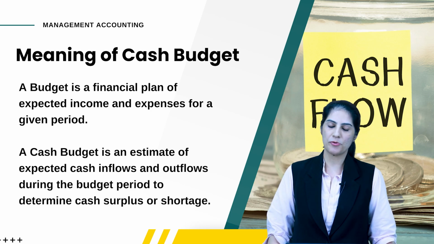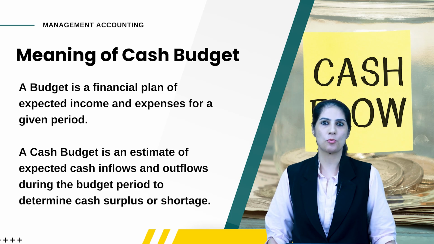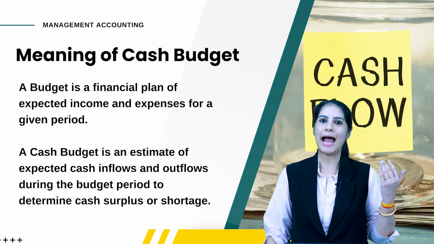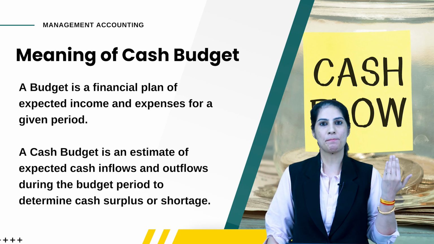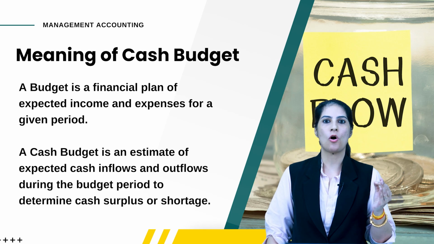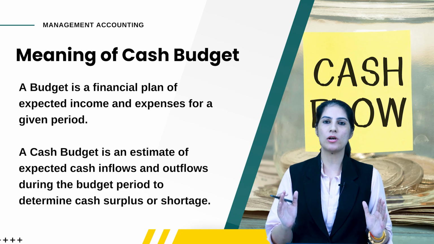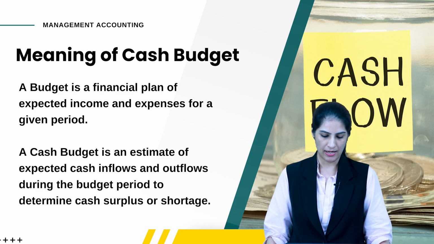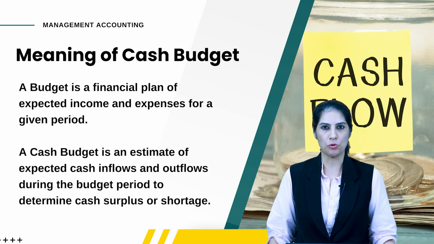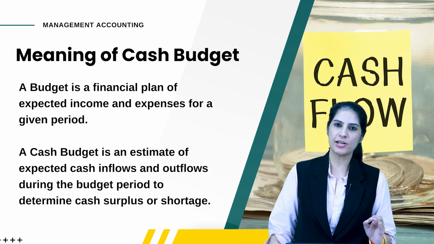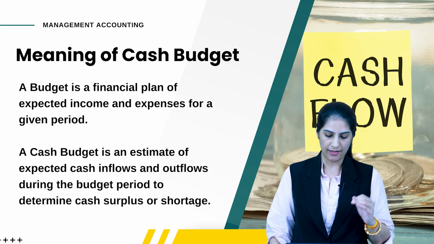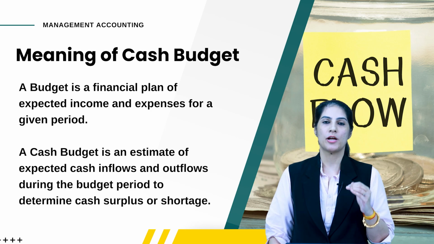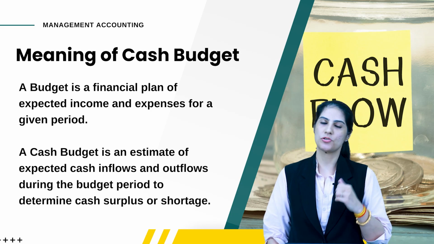Cash budget is a written statement that gives you an estimate of the anticipated receipts, that is inflows, and payments, that is outflows of cash during a particular budgeted period. Cash budget is a schedule to record cash inflows and outflows with a view of locating the timing and also to determine the cash surplus and cash shortage.